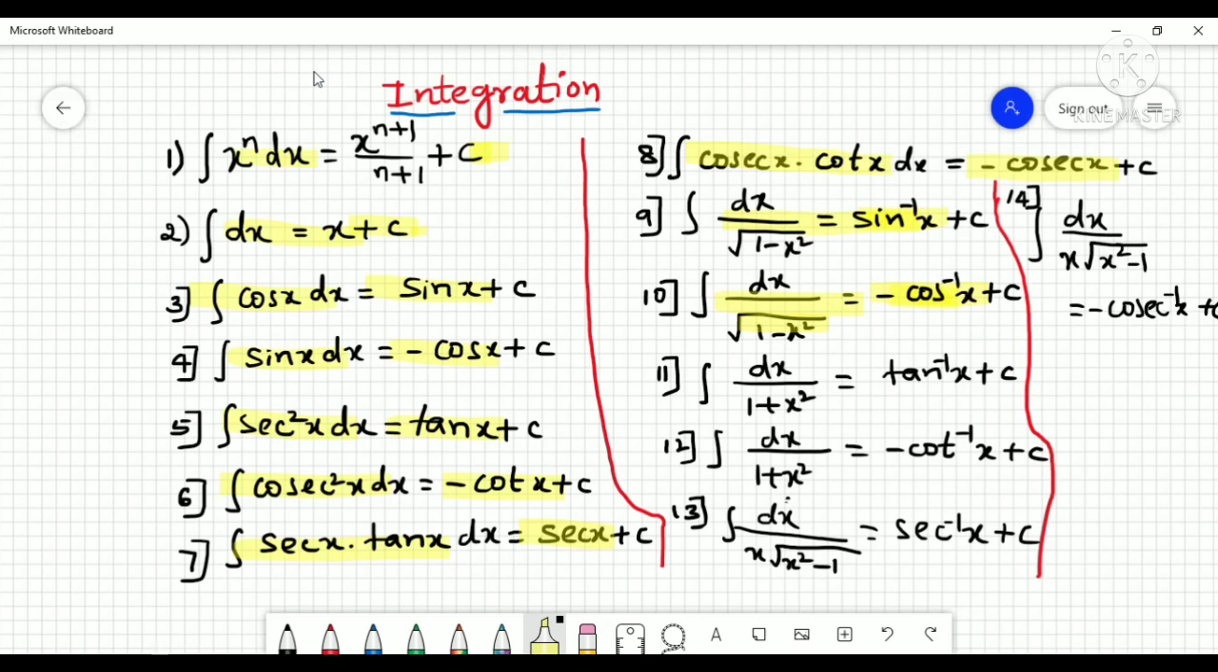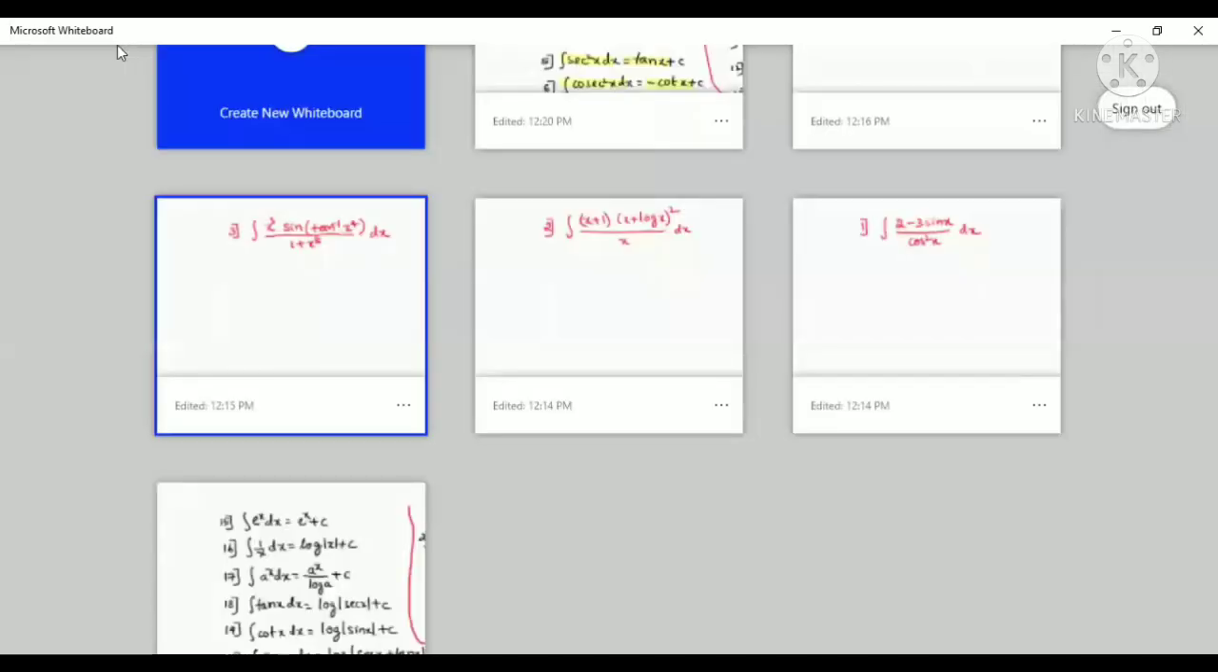Now integration of dx by 1 plus x square is equal to tan inverse x. In terms of cot inverse, integration of dx by 1 plus x square is equal to minus cot inverse x plus c. Now integration of dx by x into root x square minus 1 is equal to secant inverse x plus c. In the same way, integration of dx by x root x square minus 1 is equal to minus cosecant inverse x plus c. Then we will see some more examples.